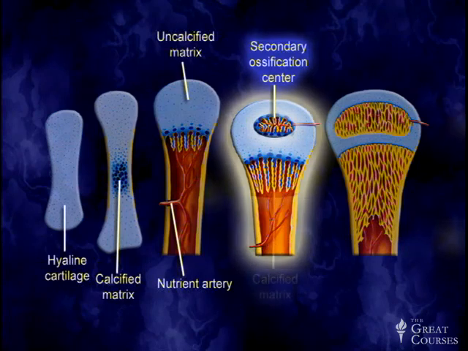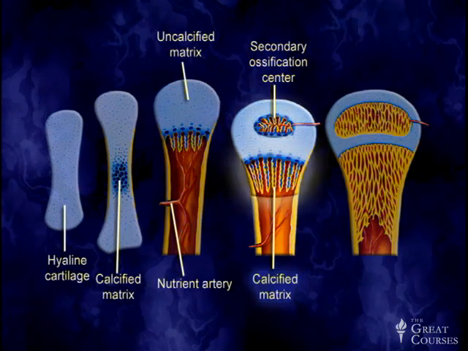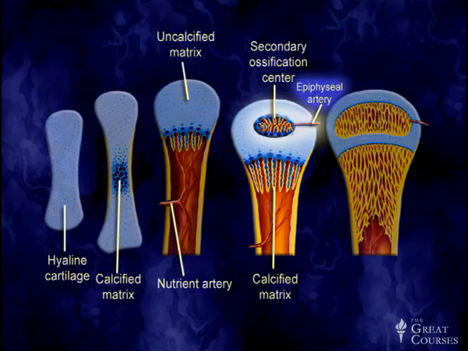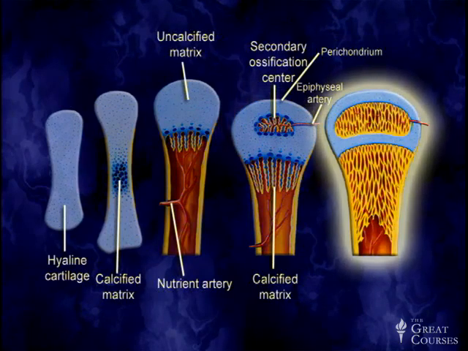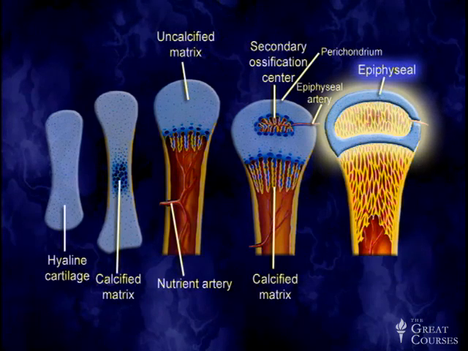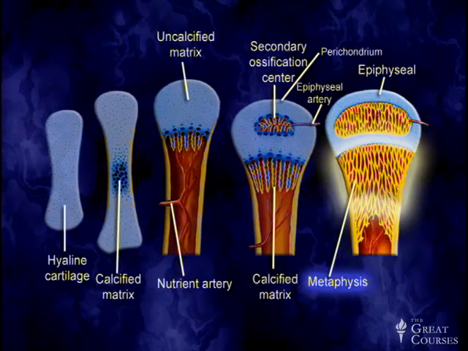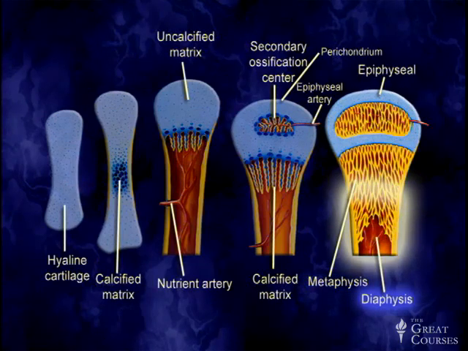The primary center is down here. A secondary one forms, fed by this epiphyseal artery. We start getting perichondrium, just like we have periosteum, the lining that's going to nourish this. And eventually, we get a real distinction between the epiphyseal area of the bone, the metaphysis here, and then the diaphysis, or the long shaft of the bone. The other bones all have variations of this pattern.